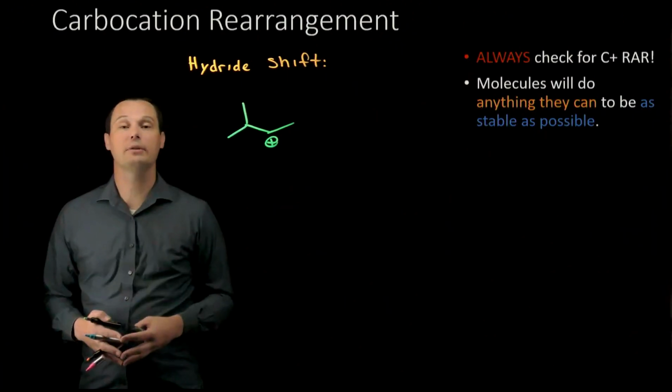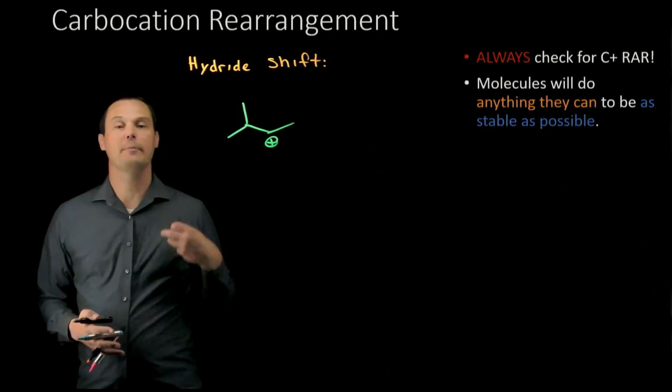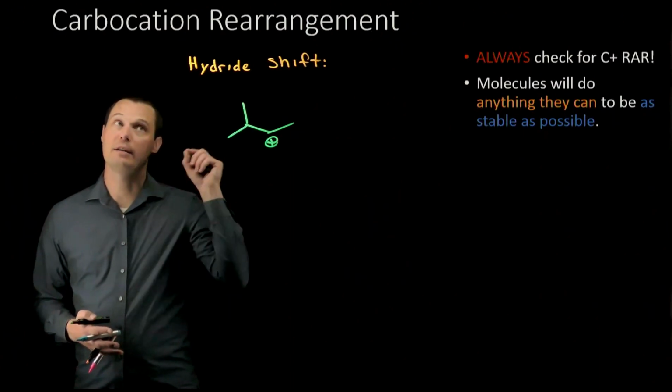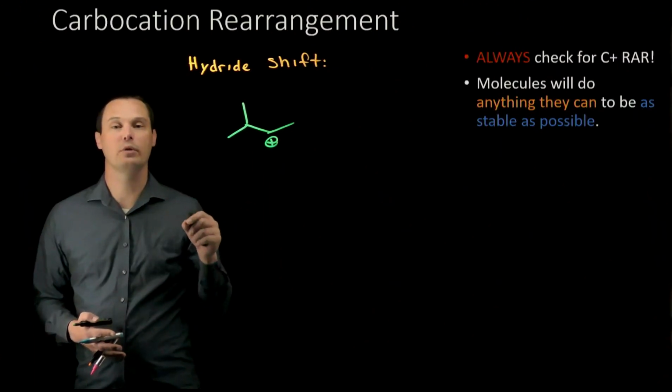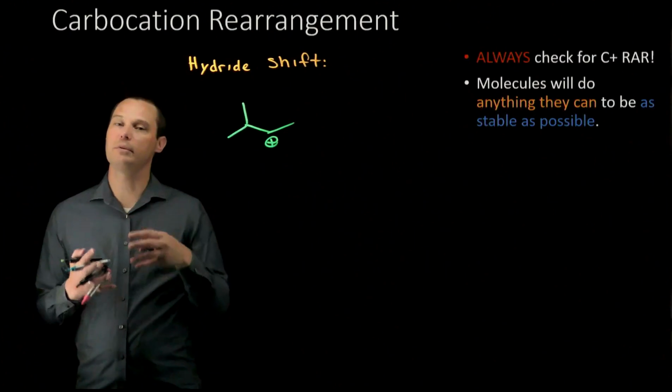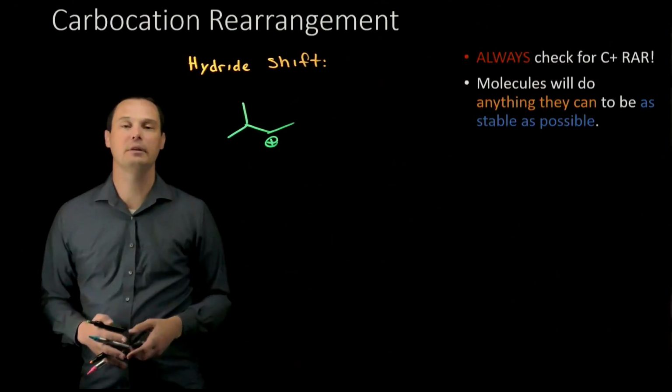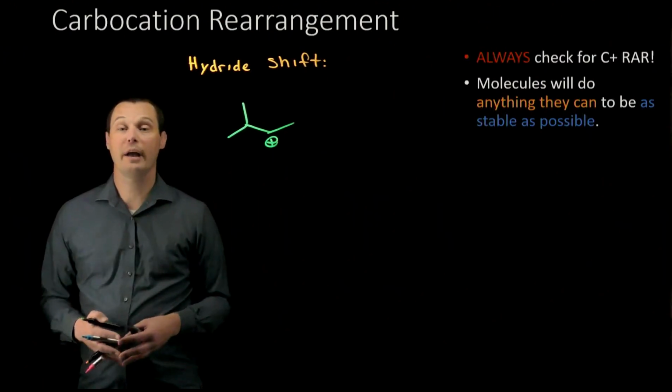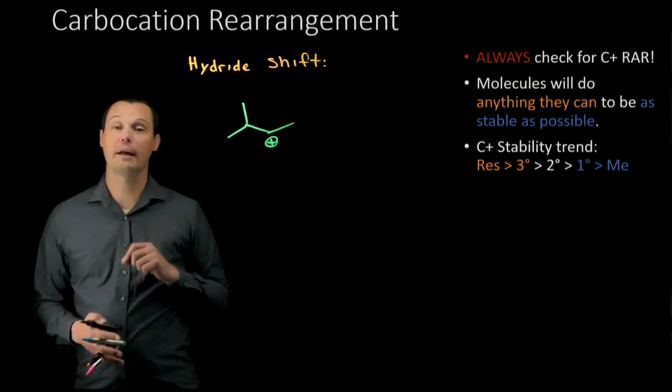One of the ways they can do that is carbocation rearrangement. A carbocation goes from a carbocation that is less stable to a carbocation that is more stable. It increases the stability of the carbocation, and if we increase the stability of the carbocation, we increase the stability of the entire molecule. To do carbocation rearrangement, then, we have to remember our carbocation stability trend.